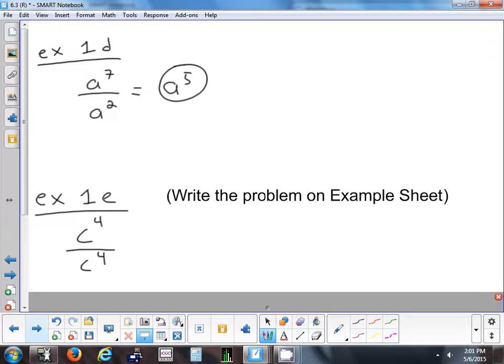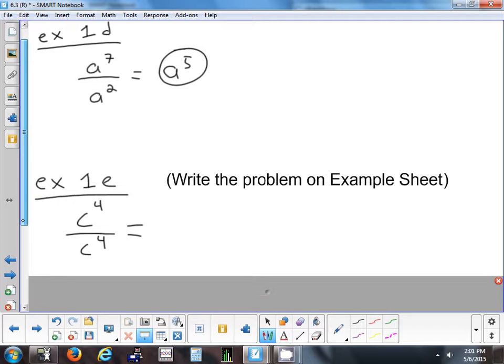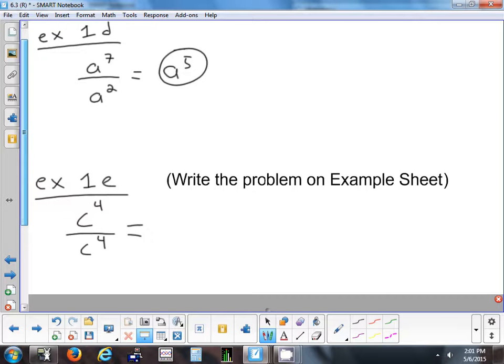Now guys, this one you're actually going to write the problem. You have example 1E written on there. You think you just don't have the problem. So this one you're actually writing the problem in. Okay, this one you guys should almost have memorized on your example sheet. What's this when you do minus?